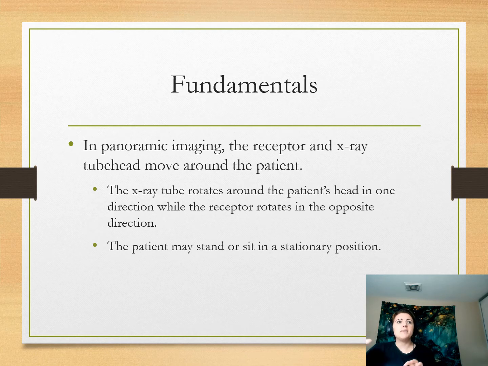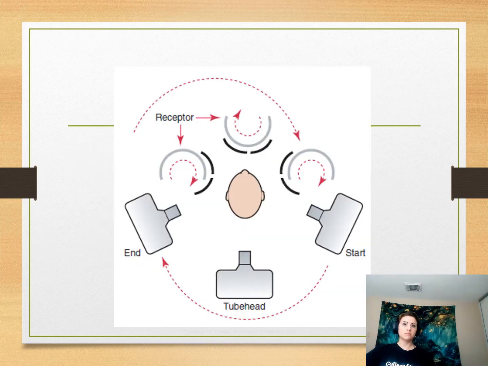Anyway, the patient stands still, or you can have your patient sit in a chair as long as they're able to have their head and their shoulders in the right position. It doesn't matter what's happening from the chest down. All right, and here's that image on figure 22-3. You can see that the tube head rotates around the back of the patient's head, and then the receptor rotates around the front of the patient's head.